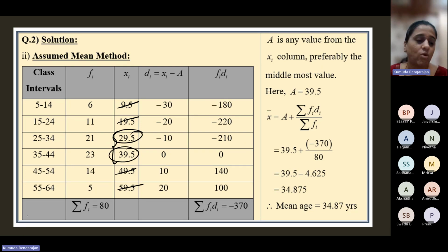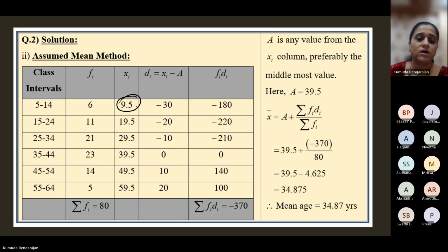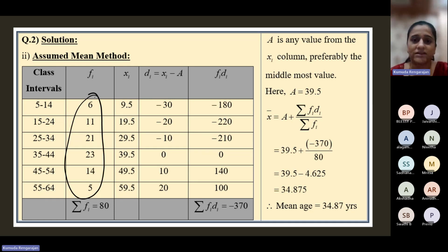Now the question is, what if I take a different value? What if I take this one as assumed mean? Will my answer be different? No. You can take any one of the xi values as the assumed mean. All of you will get the same answer, exactly the same answer. So the answer will not change because you have taken a different value for A. But you will not get the correct answer if you take A from the FI column.